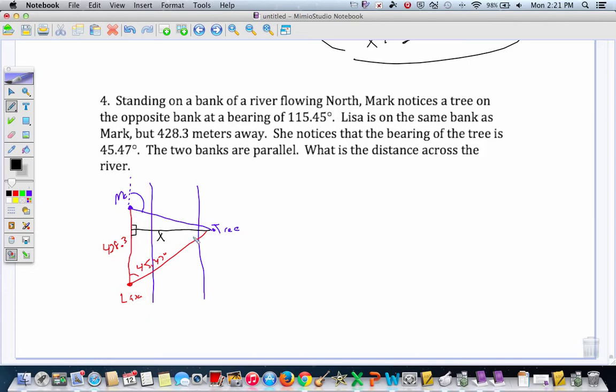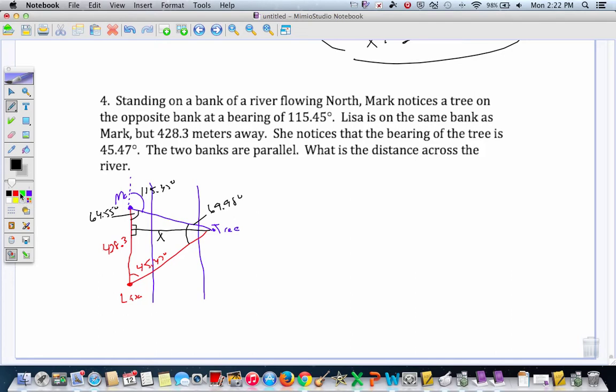Basically, we're going to have to find one of these diagonal sides first. So as we move forward, if this angle up here is 115.45 degrees, we have a straight angle here. That means the angle inside the triangle right here is 64.55 degrees, 180 minus 115.45. So once again, we have two of our three angles, which means we can find our third angle. I'm going to label that angle up here as 69.98 degrees when I add 64.55 and 45.47 and subtract that from 180. That gives us our third angle here.